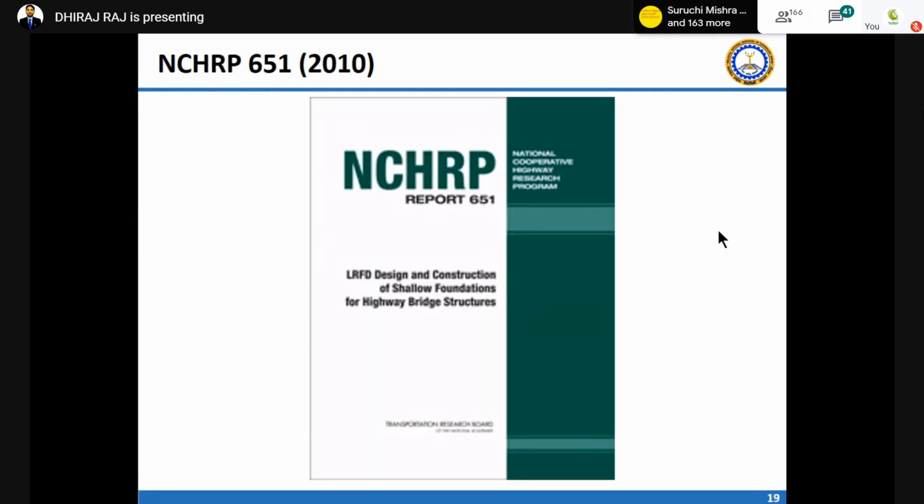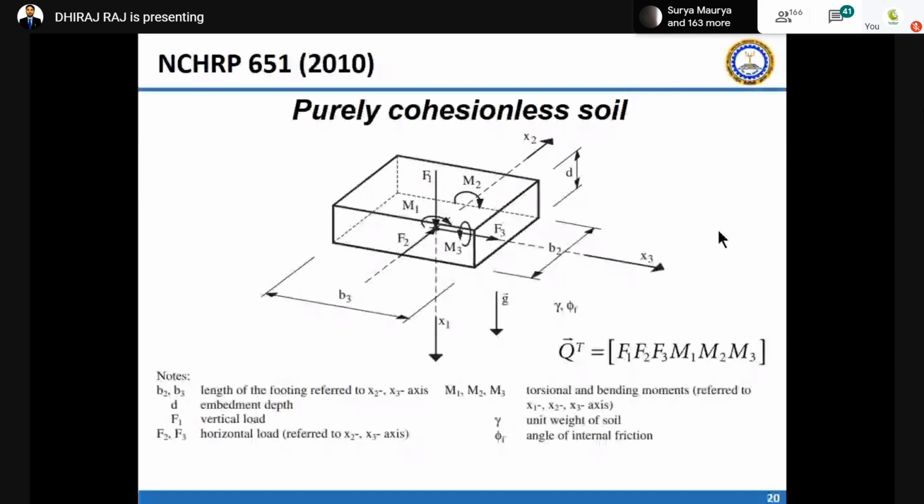Next is our NCHRP 651 code, 2010, which is actually applicable for purely cohesionless soil. So you have a foundation where all 6 components are acting together, where F1, F2, and F3 are the 3 translational forces, and M1, M2, M3 are the moments in different directions.